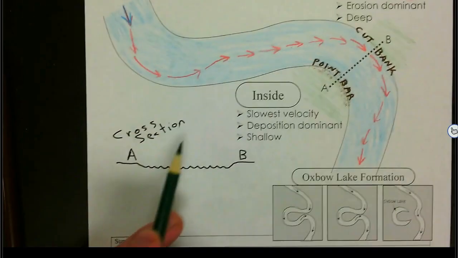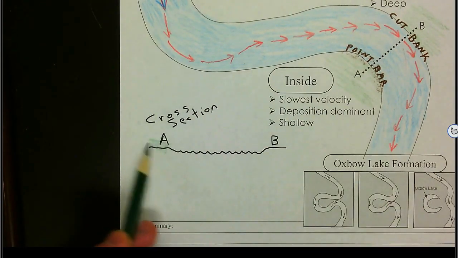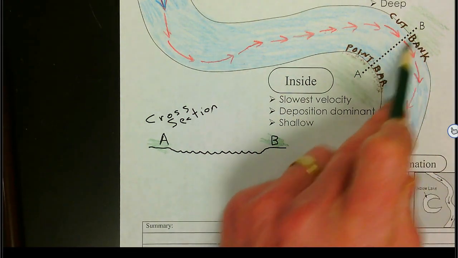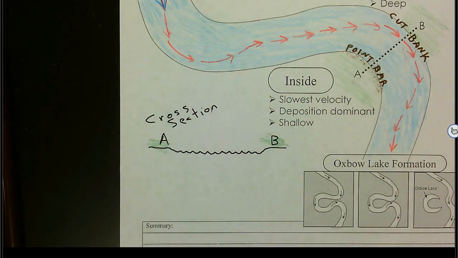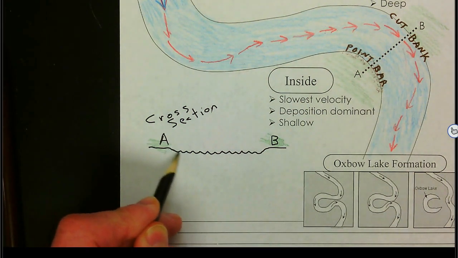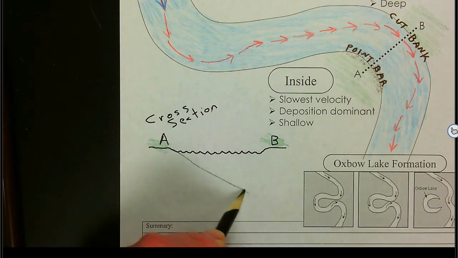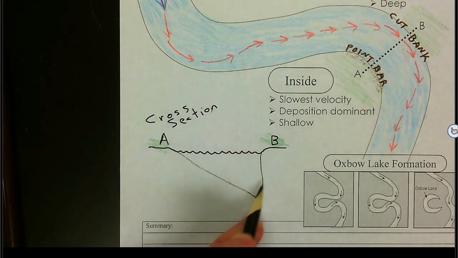Let's draw a cross section of what's happening here at A and B. So A we know is on land, B we know is on land. What happens if we look at the side view or a cross section? Remember, we cut right there and look at this from the side. The cross section will be shallow at A, so the water is going to be very shallow here, and it gets deeper and deeper and deeper. It'll be the deepest at B. The cut bank has the deepest water.